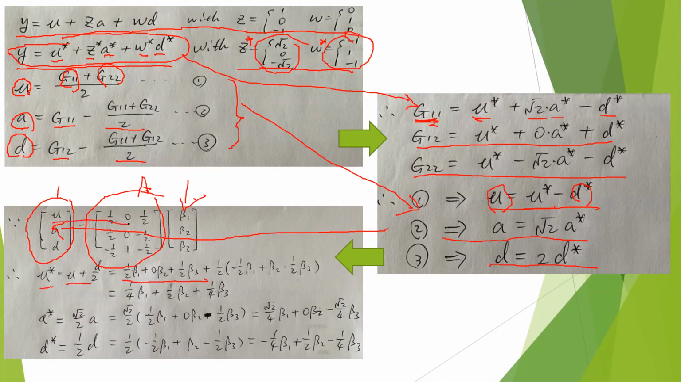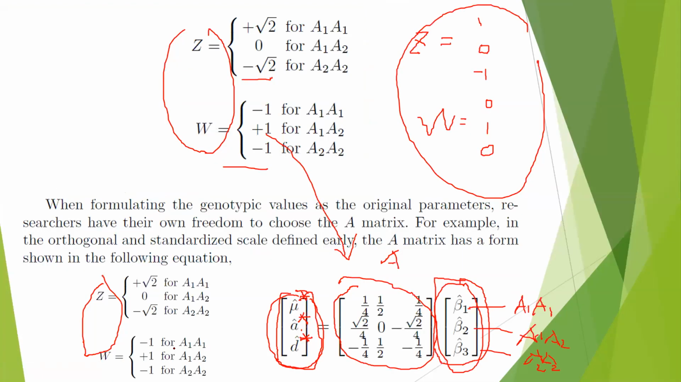Now, because mu star equals this, we can easily express mu as here, right? We use this to represent the mu, and we use this to represent D over 2. If you combine these two, it's easy to derive this, and the same for A star and D star. So if we go back, that's how we calculate this A matrix, right? Is that clear? Any questions?